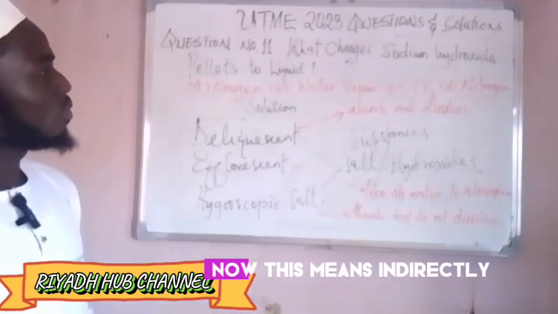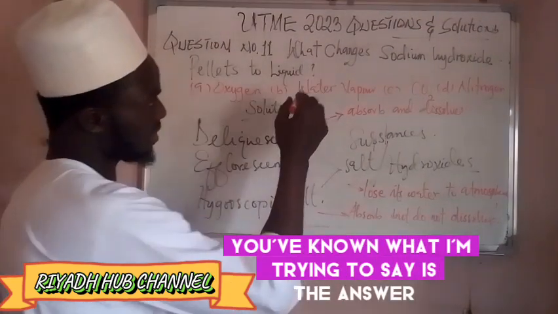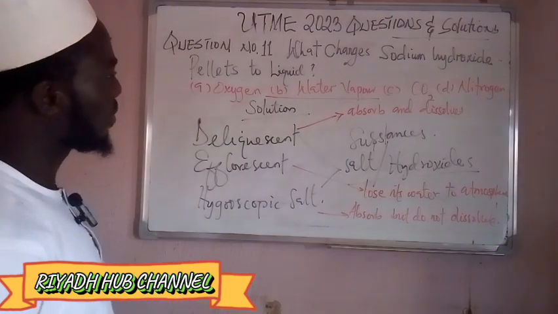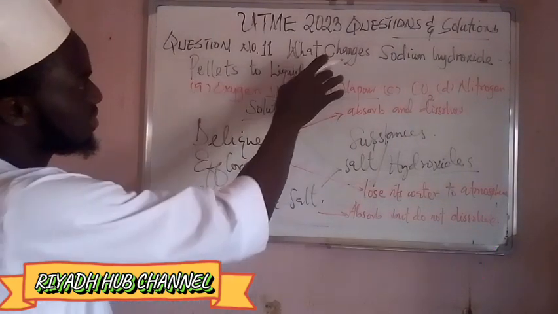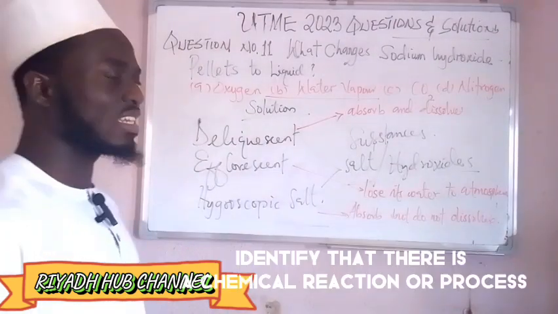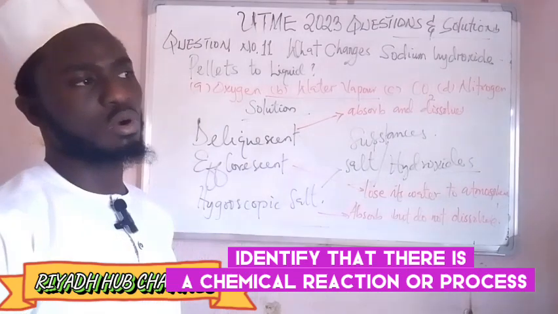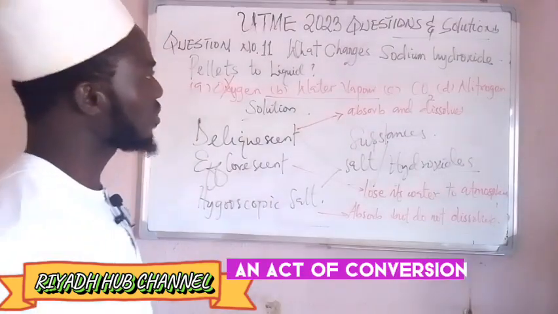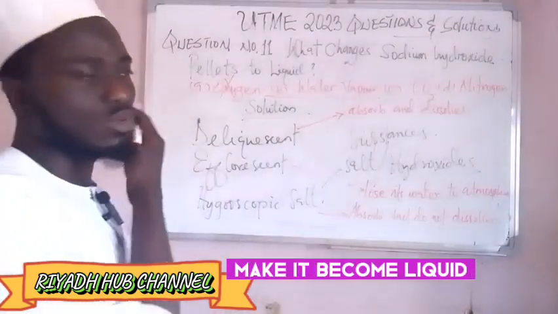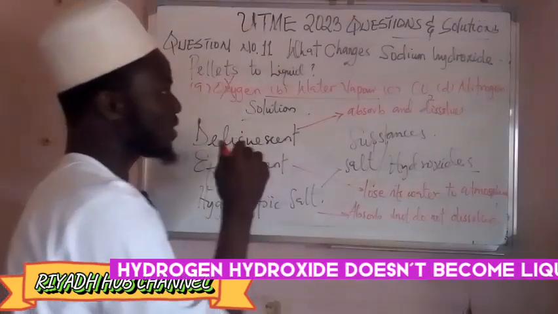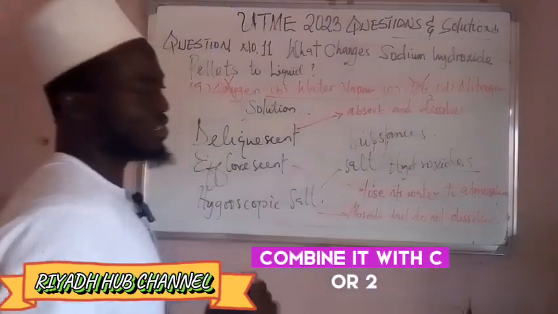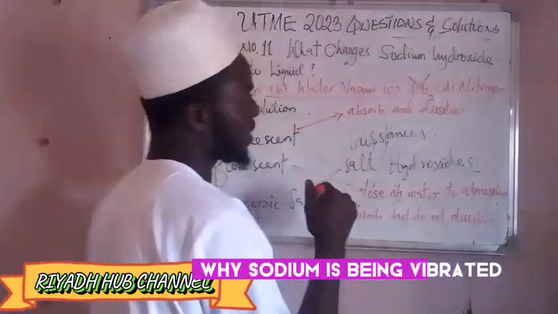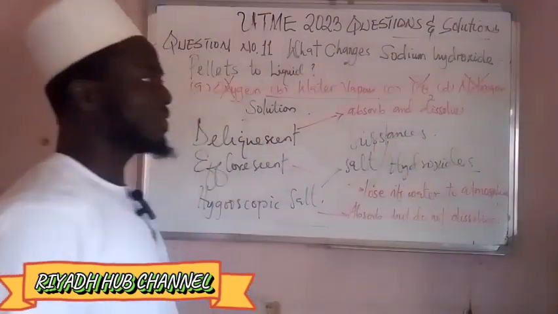Now, this means indirectly you've known what the answer is. The answer is water vapor. Why? Because for sodium hydroxide, the explanation does not identify that there is a chemical reaction or process occurring. Mentioning oxygen, which is an act of combustion, does not really make it become liquid. When you combust sodium hydroxide, it doesn't become liquid. Combining it with CO2, carbon dioxide, does not really happen, and nitrogen is also left untouched.